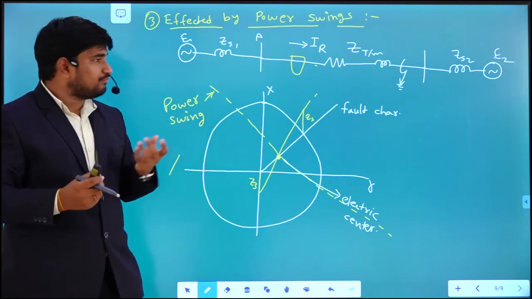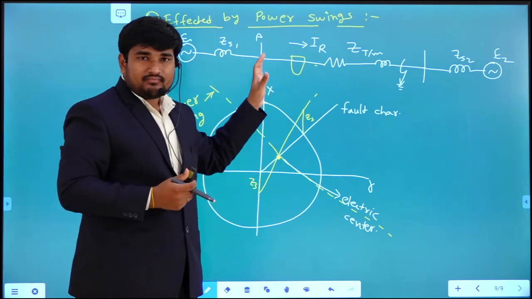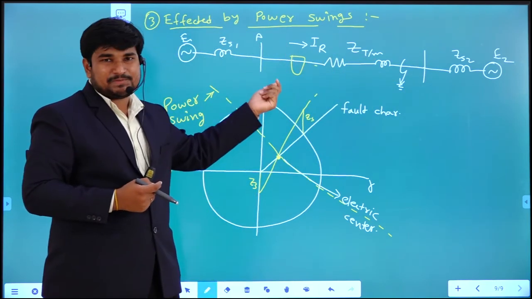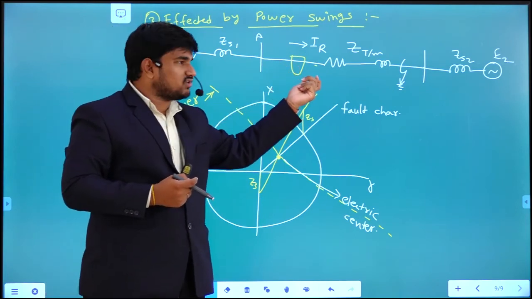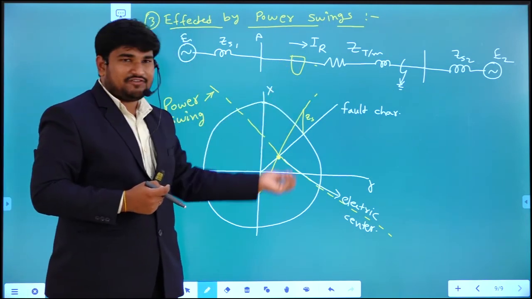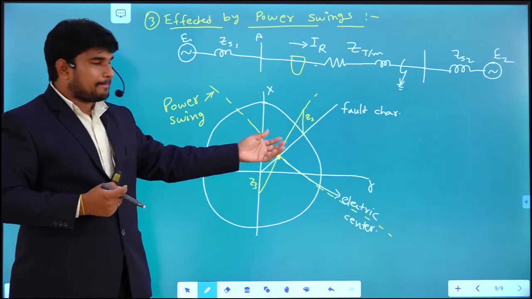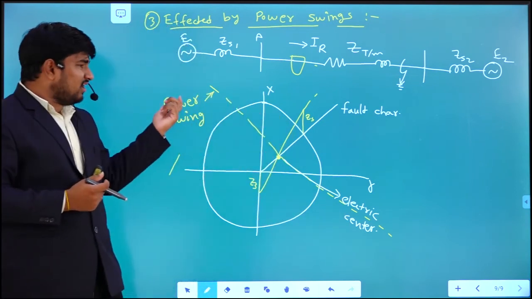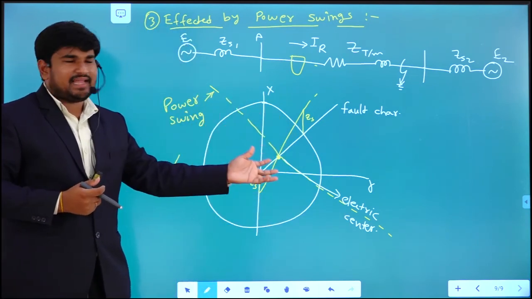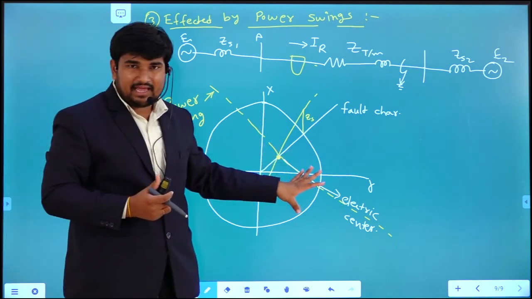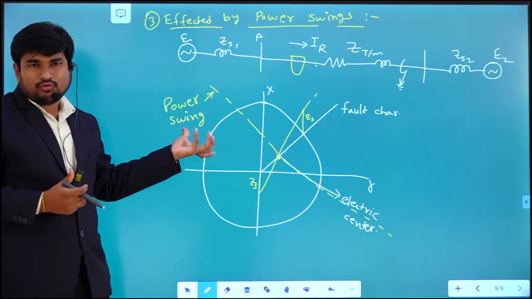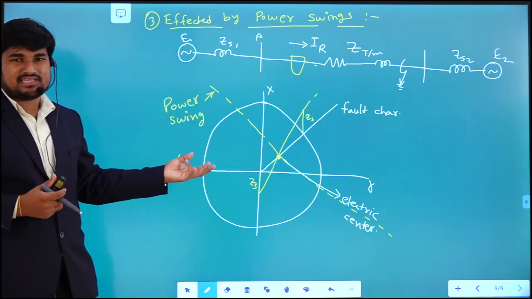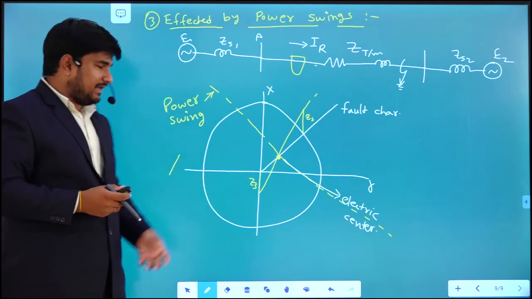You can understand, whenever there are power swings in a transmission network, the impedance relay will also sense these changes, and it will change the impedances accordingly, and it will produce a new electrical center. Because of the large area of the impedance relay, it is more prone to the power swing problem. So these are the three limitations of the impedance type relay.